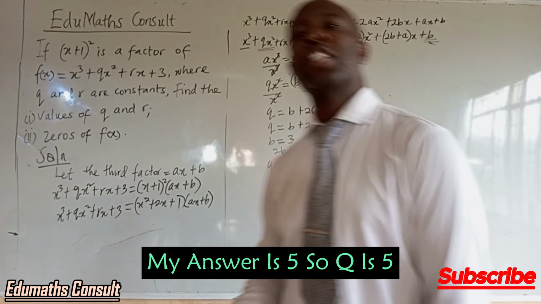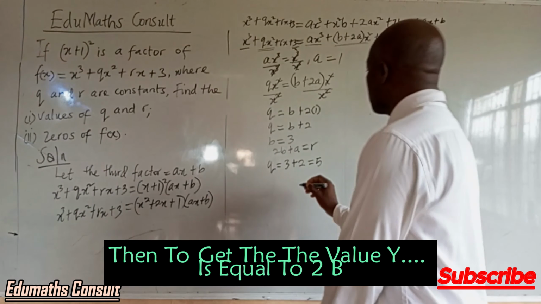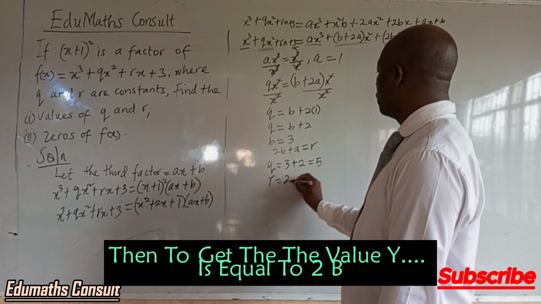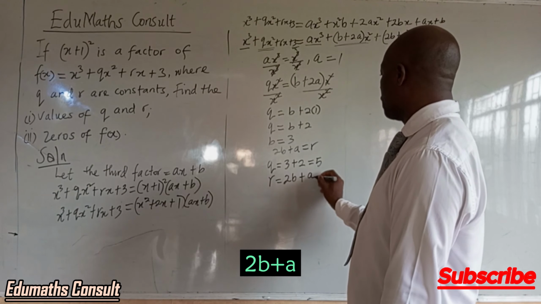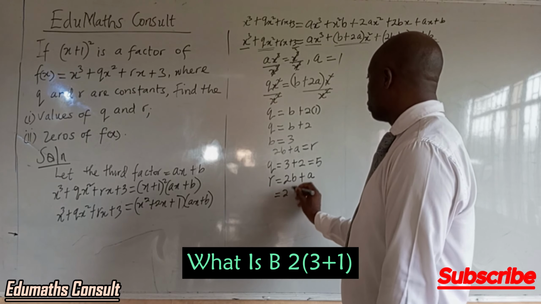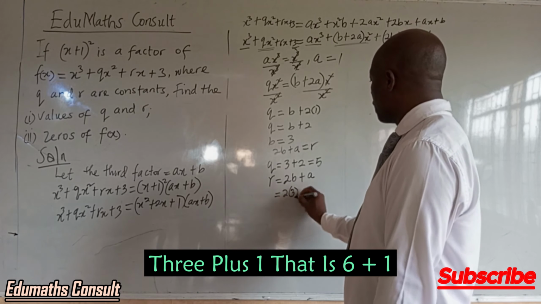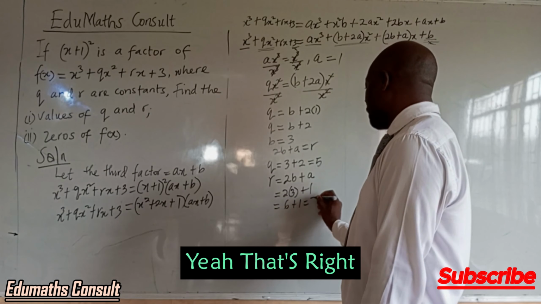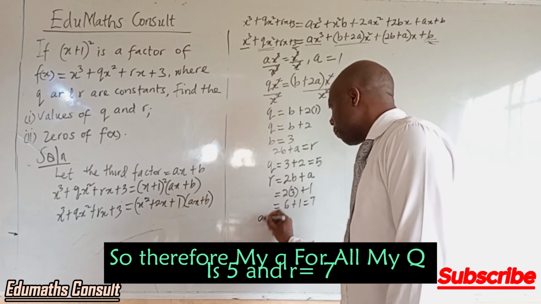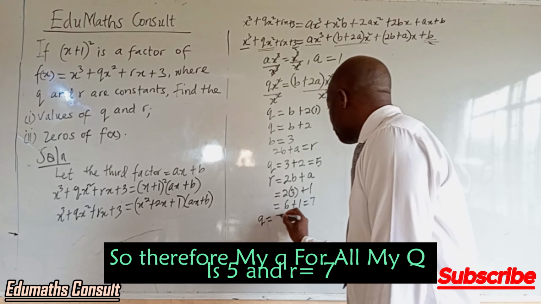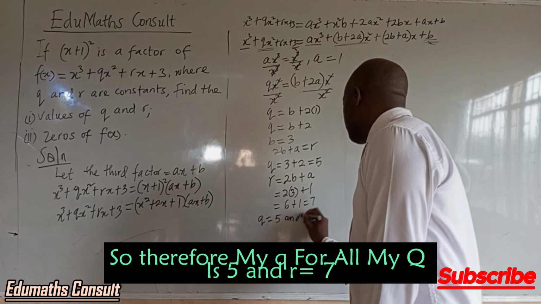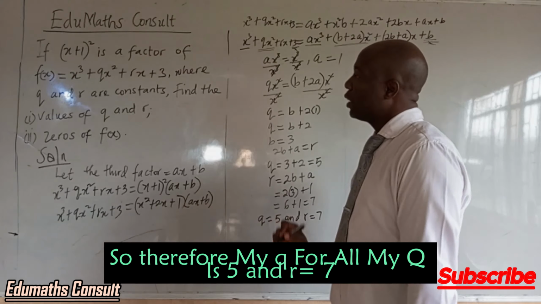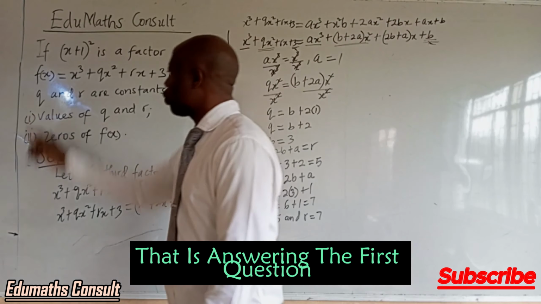So q is 5. Then to get the value of r, r is equal to 2b + a. What is b? 2 into 3 plus 1. That is 6 + 1. The answer is 7. So therefore, q is 5 and r is equal to 7. That is answering the first question.